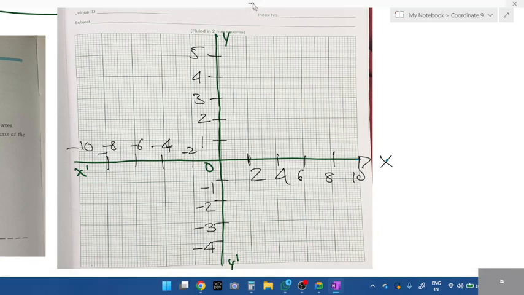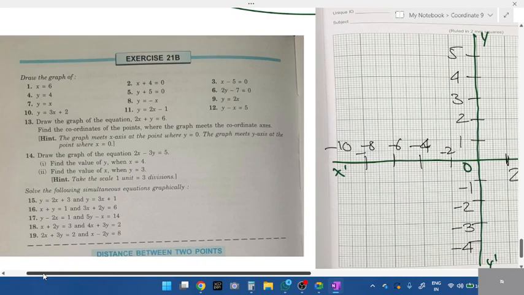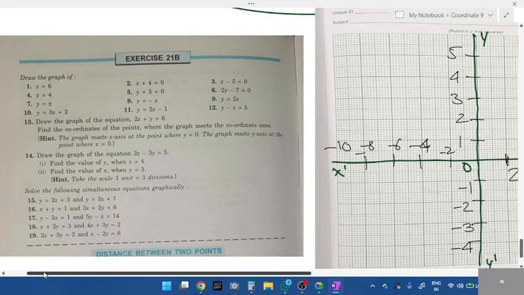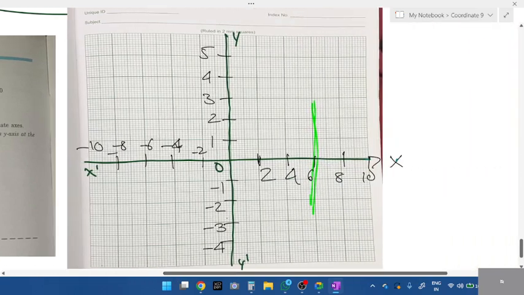Okay, for the first one, x is equals to 6. What you'll do, just draw a line like this, student. This is the answer. What did they ask? Draw the graph. They didn't ask us to plot a point. Don't keep a point. Draw a line like this. X is equals to 6. Wherever this line is given, write X is equals to 6.